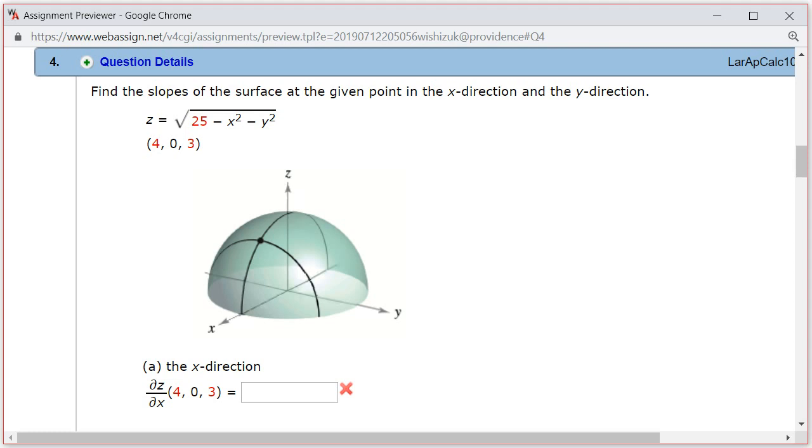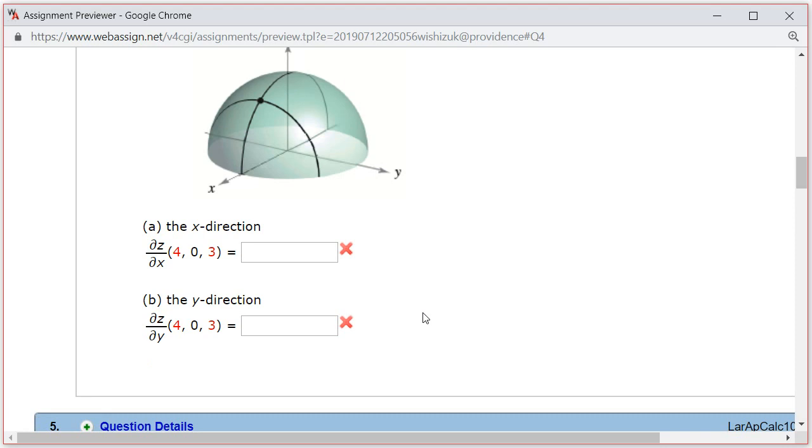All right, let's look at homework 7.4, problem number 4. We have this surface z equals the square root of 25 minus x squared minus y squared, which is the top hemisphere. What we want to do is find the partial derivative with respect to x, evaluated at (4, 0, 3). All right, so let's do that.